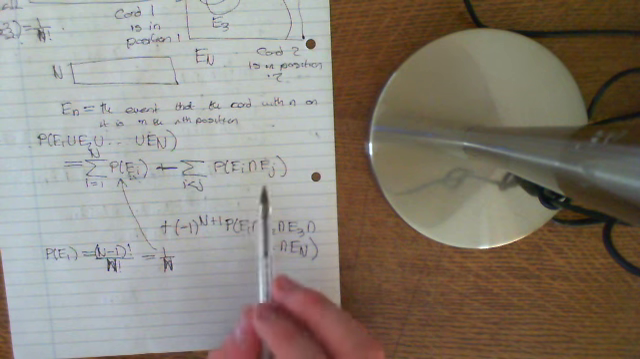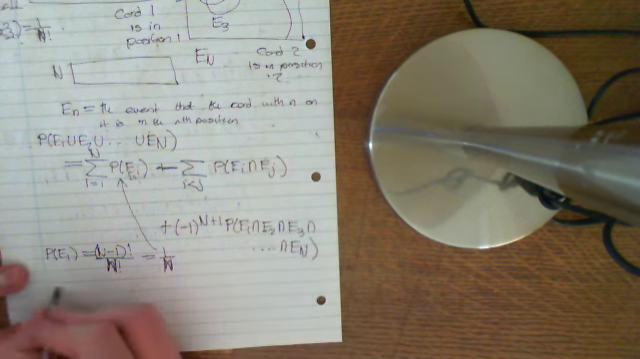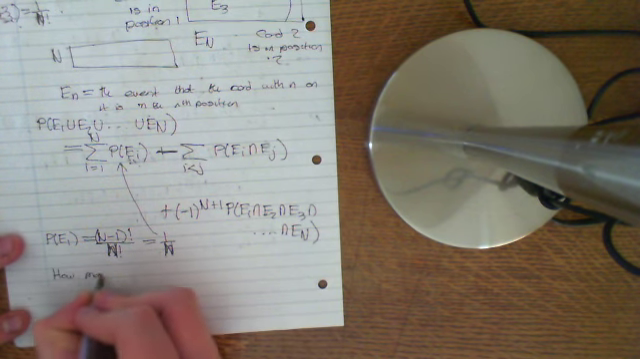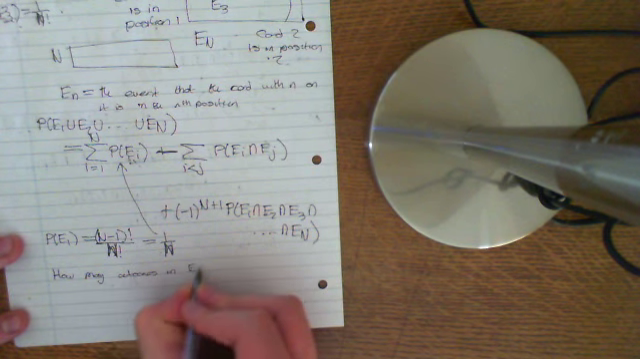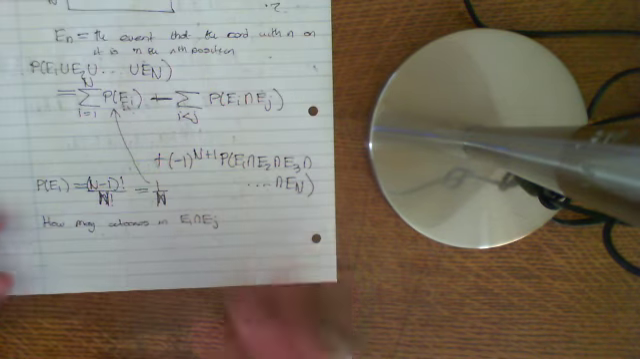Again, we just need to know how many outcomes are in EI intersect EJ, and then we just need to multiply that by the probability of a singleton, which is 1 over big N factorial.